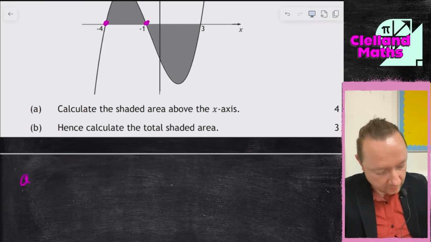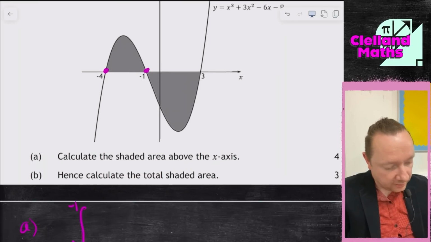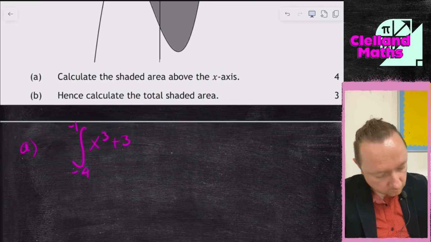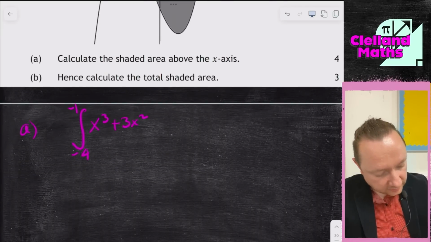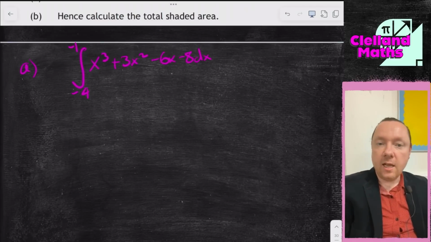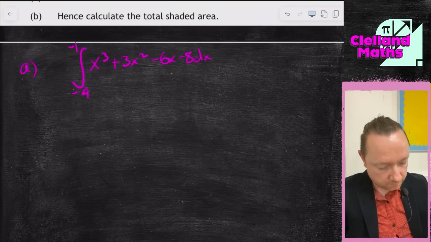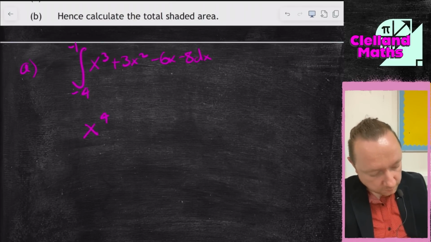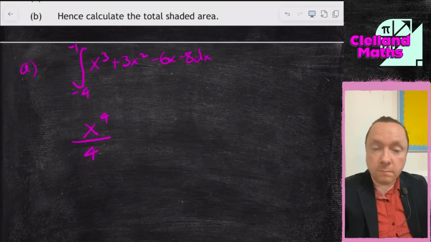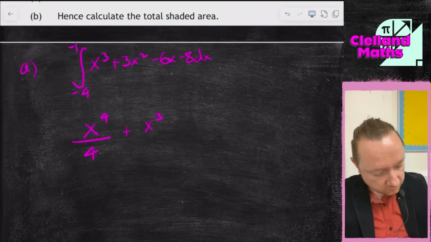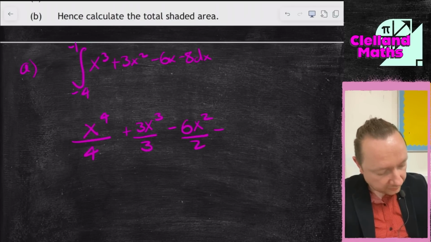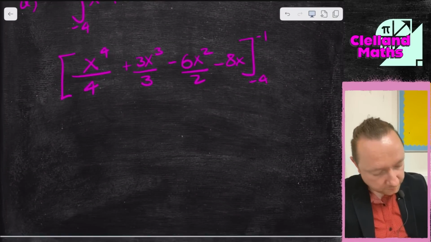So part a, I want to integrate between minus 4 and minus 1, x cubed plus 3x squared minus 6x minus 8 dx. Okay, integration: add 1 to the power, divide by the new power. So that's x to the 4 over 4, or a quarter if you prefer, plus x cubed, 3 of them over 3, minus 6x squared over 2, minus 8x, between minus 4 and minus 1. Simplify as best you can.